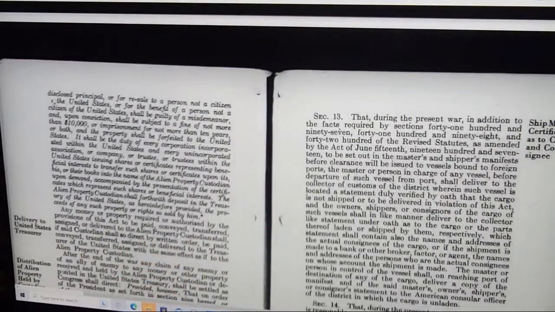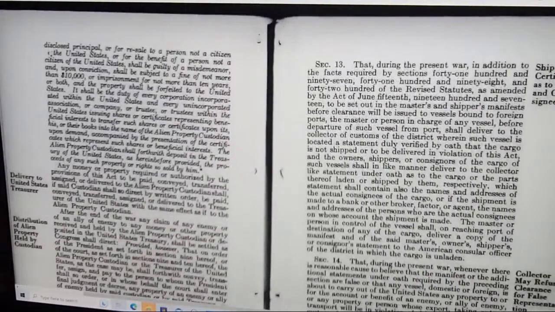Shipmaster's certificate as to cargo and consignee. Section 13: that during the present war, in addition to the facts required by Sections 4100, 4197, 4198, and 4200 of the Revised Statutes, as amended by the Act of June 15, 1917, to be set out in the master's and shipper's manifest before clearance will be issued to vessels bound to foreign ports.